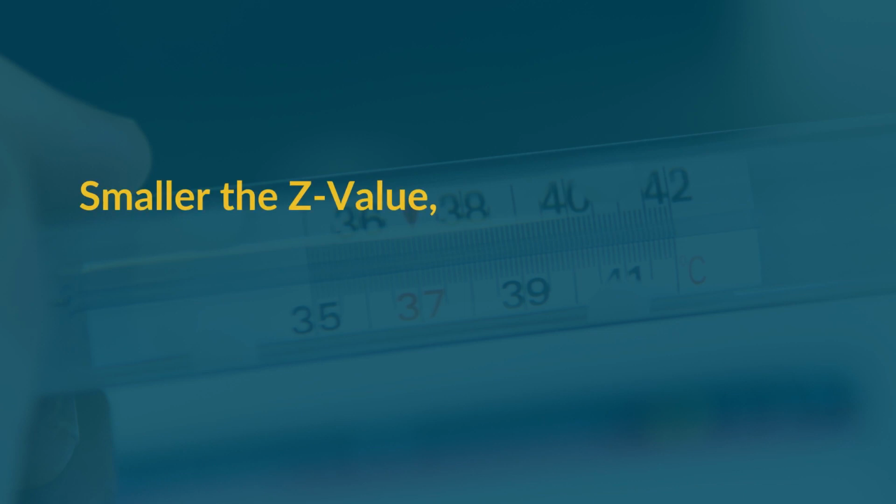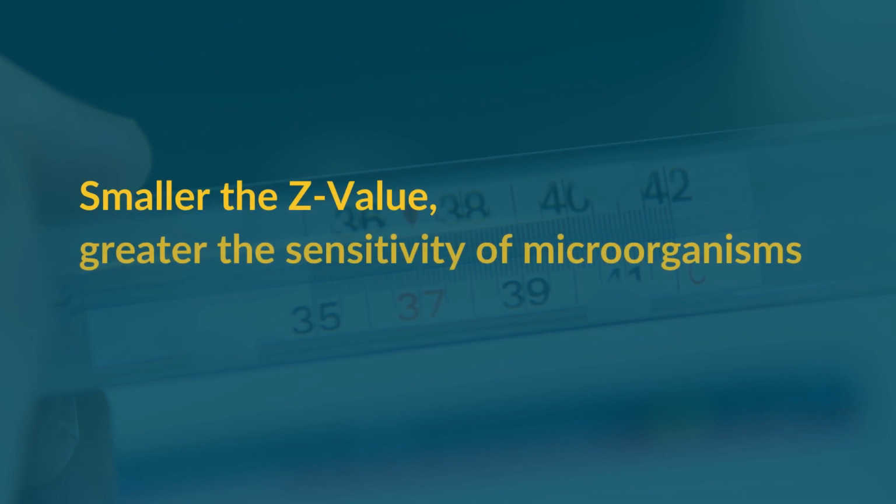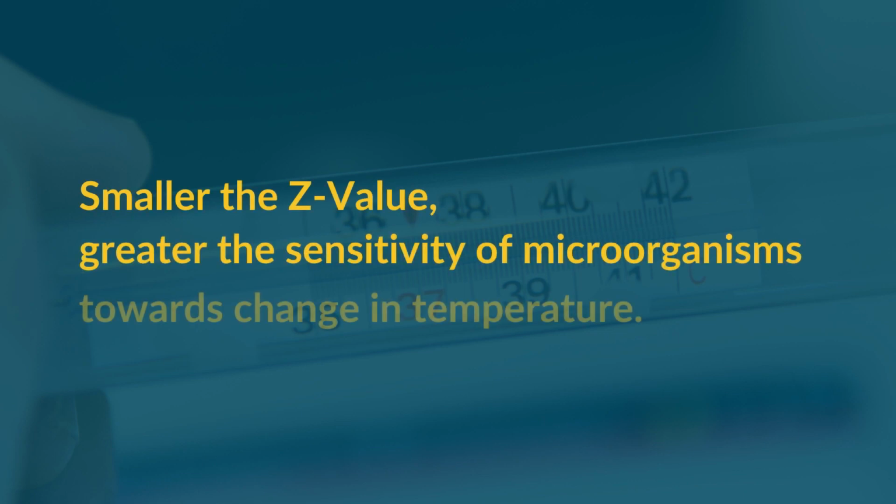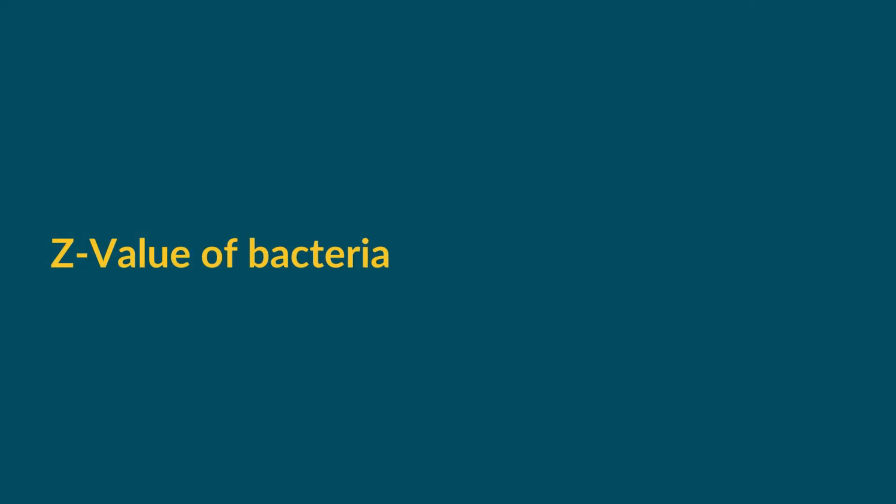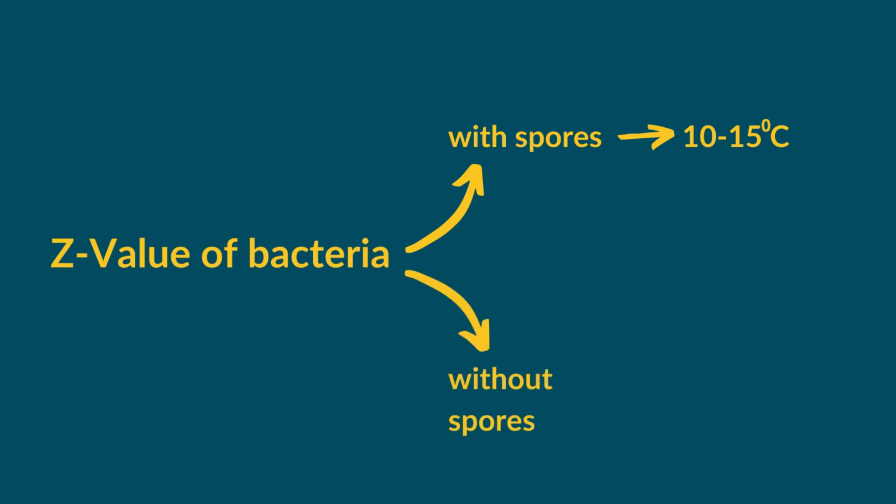Also, smaller the Z value means greater the sensitivity of microorganisms towards change in temperature. Bacteria with spores have a Z value ranging from 10 to 15 degrees Celsius and bacteria without spores have a Z value ranging from 4 to 6 degrees Celsius. And the Z value in the second case is less because the destruction of these microbes is far easier when compared with bacteria with spores.